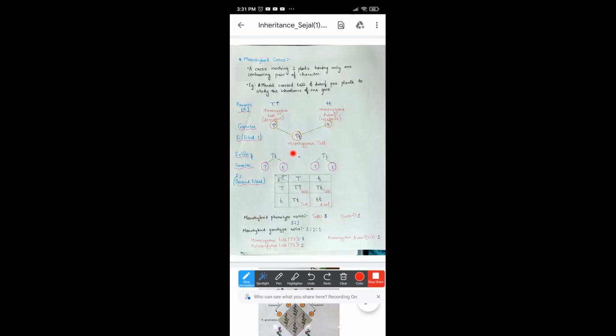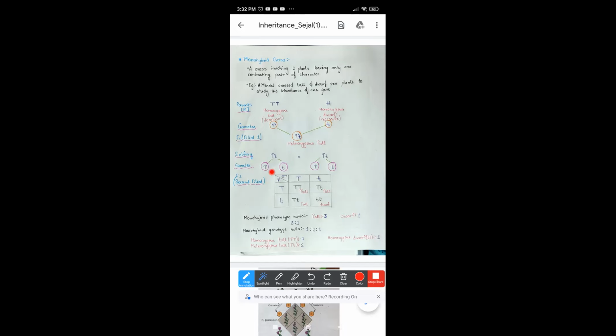After hybridization, we get heterozygous tall, which is also tall, but it has one dominant and one recessive allele. This is known as the filial one generation, or F1 progeny. Now, these F1 plants are self-crossed. The gametes of heterozygous tall will be capital T and small t.